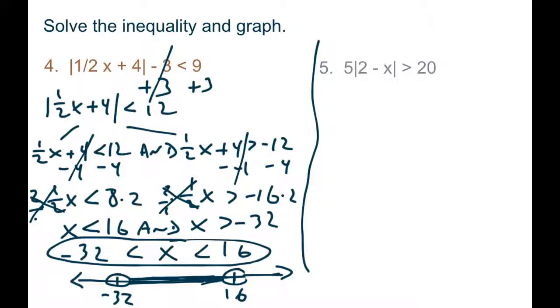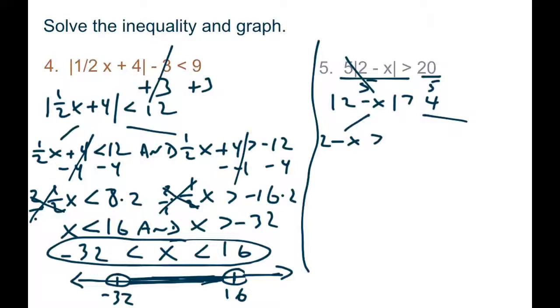Alright, number 5. Oh, we got a 5 outside, so let's divide both sides by 5 to fix that. Get the absolute value of 2 minus x is greater than 4. And now I can break it up into my two parts. 2 minus x greater than 4. Now we use the word or, because greater is or, greater. And we'll say 2 minus x, we'll change it to less than and make it negative 4.